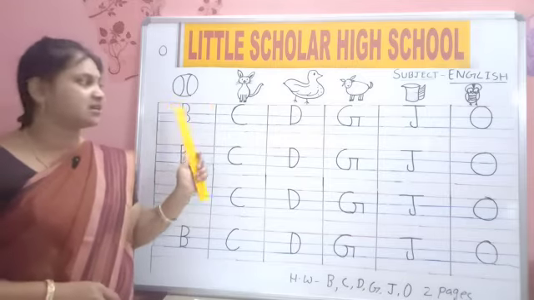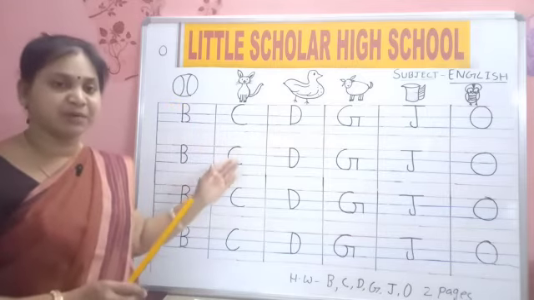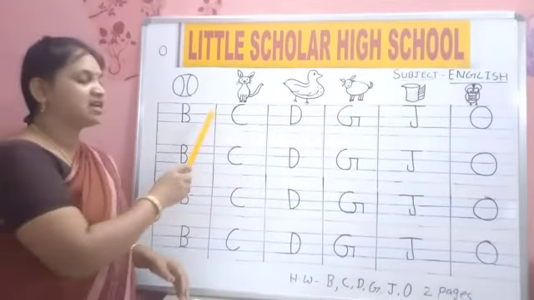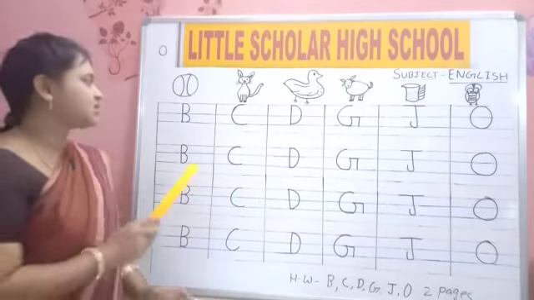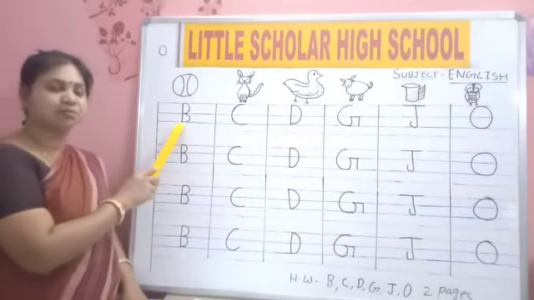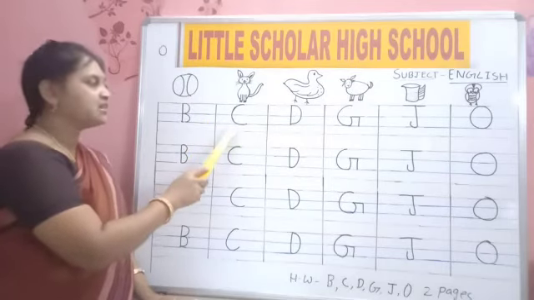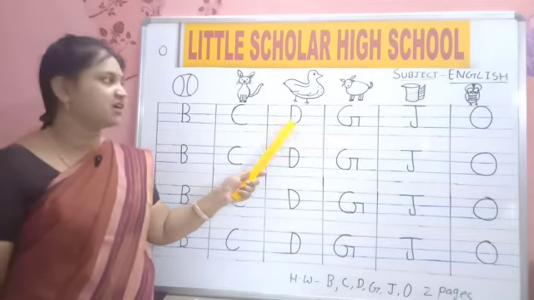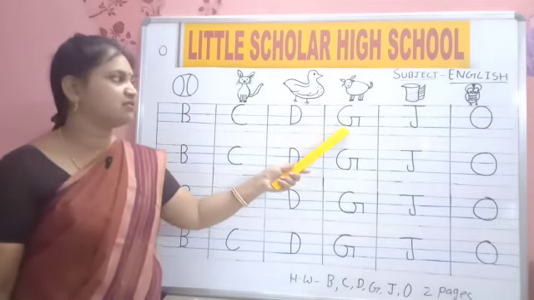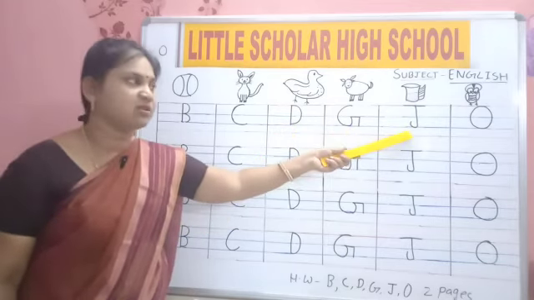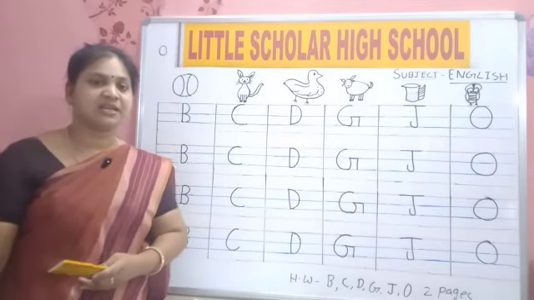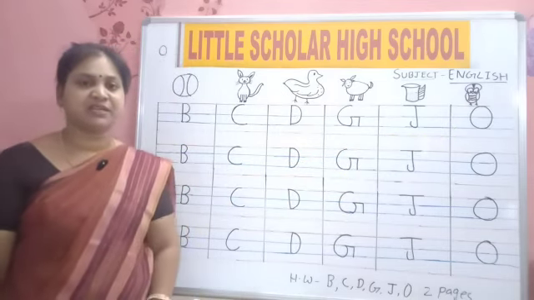All these 6 letters you should write in one paper. In other paper also all these 6 letters, touch the red line, and when you are writing you will say B. B for ball. When you are writing C you will say C for cat. When you are writing D, you will say D for dog. When you are writing G, you will say G for goat. When you are writing J, you will say J for jug. When you are writing O, you will say O for owl. Is it clear? Do your homework neatly, children. Thank you.